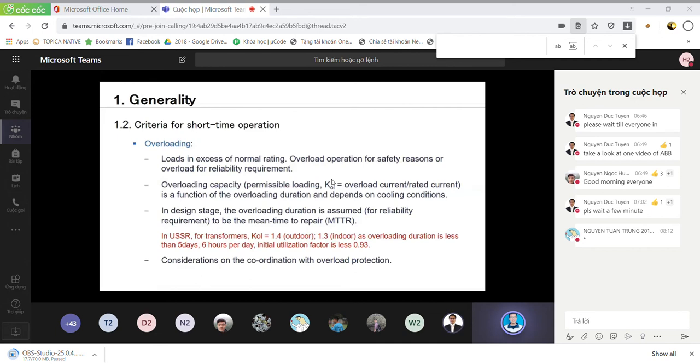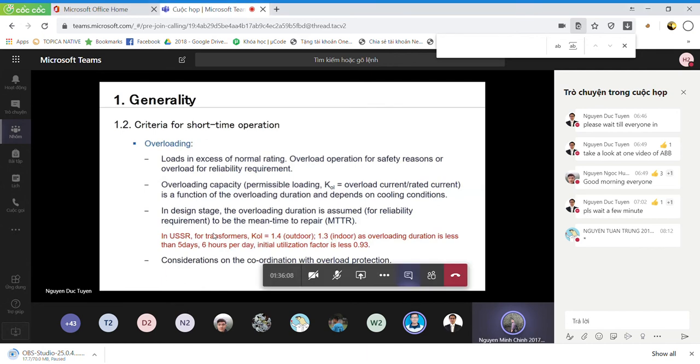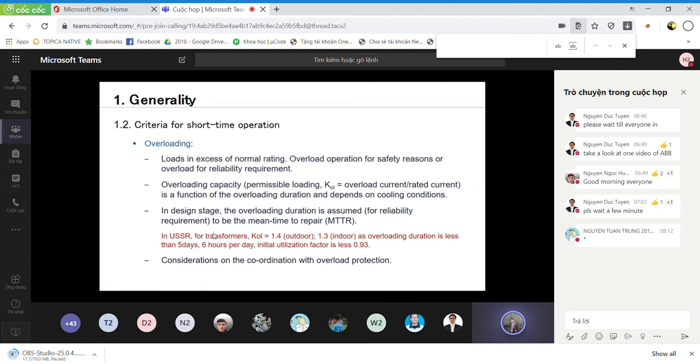Consideration of the coordination with overload protection. Chính: I think when the overload protection is something to increase the overloading capacity. Mm-hmm. So when you calculate the ability to be overloaded, you should also consider the overload protection, and depending on the kind and the device of overload protection, you can choose the correct parameters.